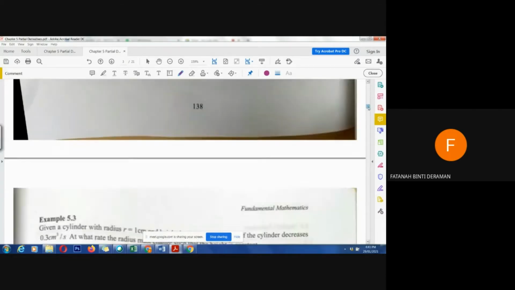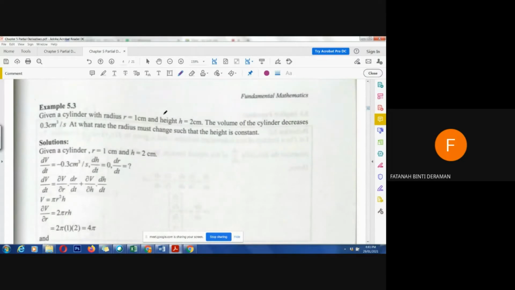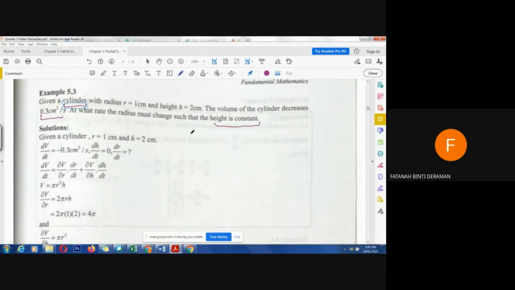Right. So next, there is another example, also involving a cylinder with radius r and height h, and the volume of the cylinder decreases at this rate. What is the rate the radius must change such that the height is constant? Since the height is constant, this gives us the information about dV/dr. We just involve dV/dr. Okay. So we get this information: r equals 1 cm, h equals 2 cm. And the volume of the cylinder is decreasing at 0.3 cubic cm per second as the rate of change.